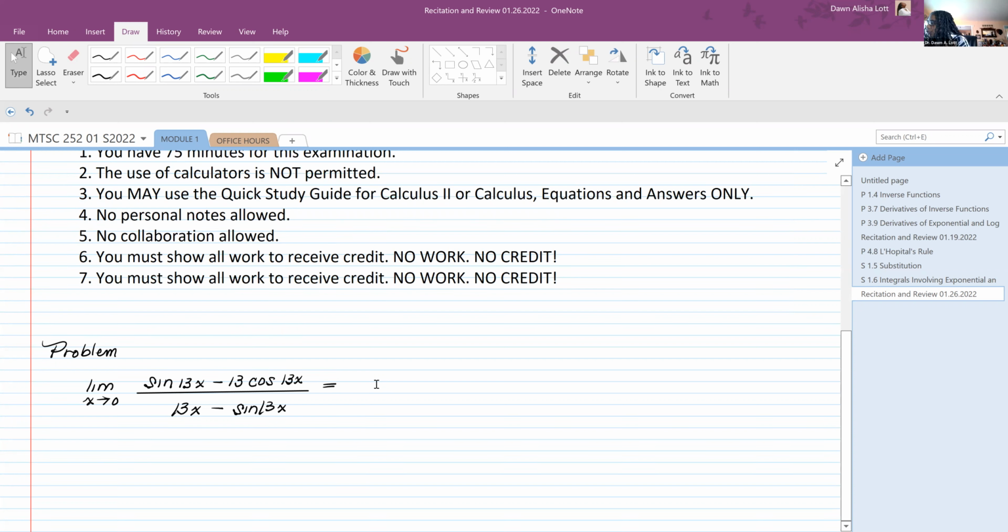Okay. All right, what happens when you put in 0? What do you get? What's the sine of 0? So it's 13 times 0, right? Yeah. What's the sine of 0? Sine of 0 is just 0? Good. Minus 13. The cosine of 0 is what? Cosine of 0 is 1. Okay, and then that's over top of 13 times 0 is 0, and then the sine of 0 is 1. Oh, no, 0. Sorry. 0.